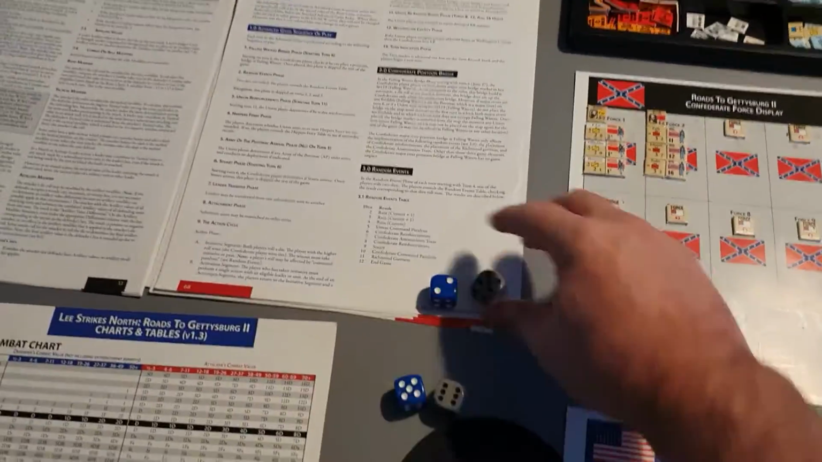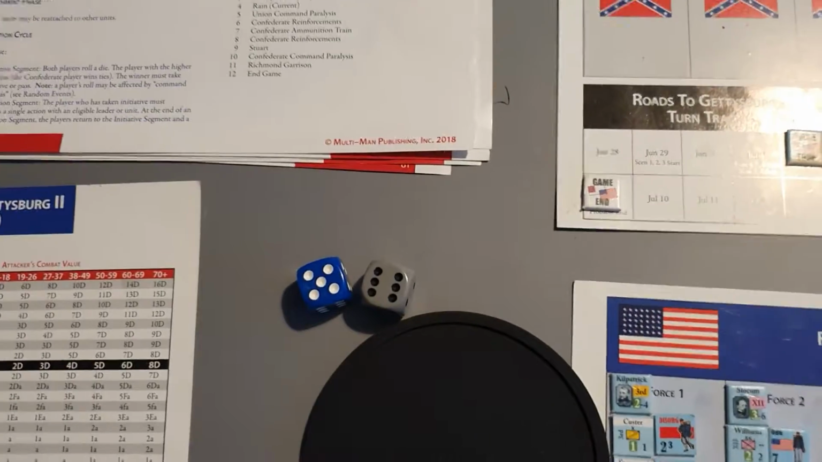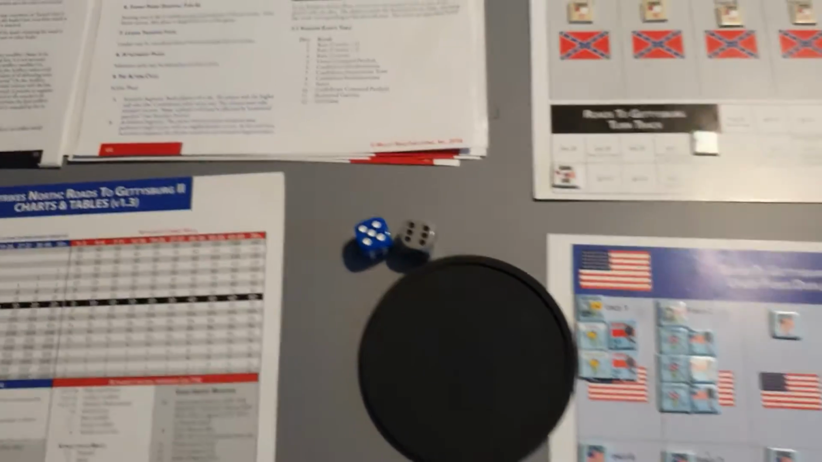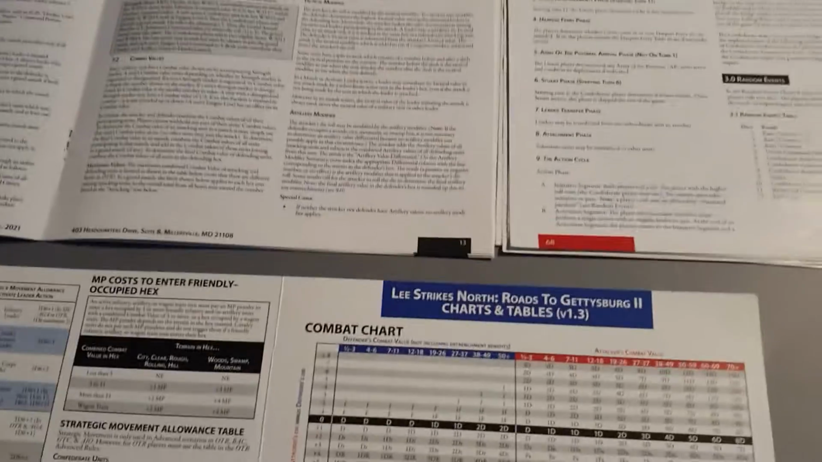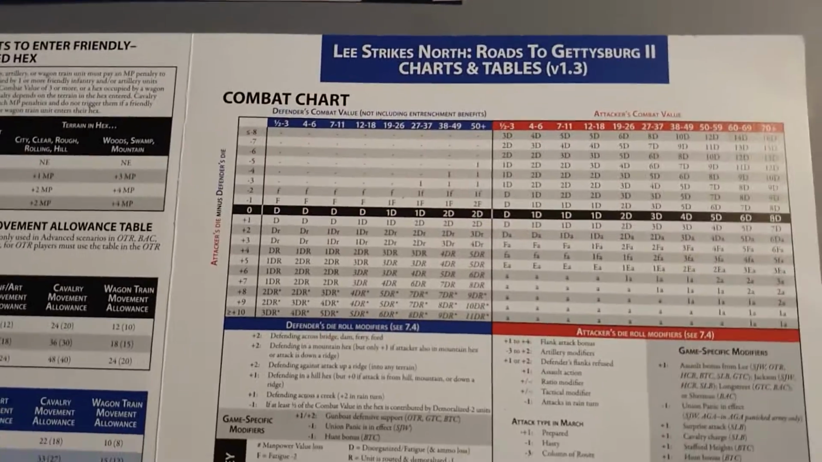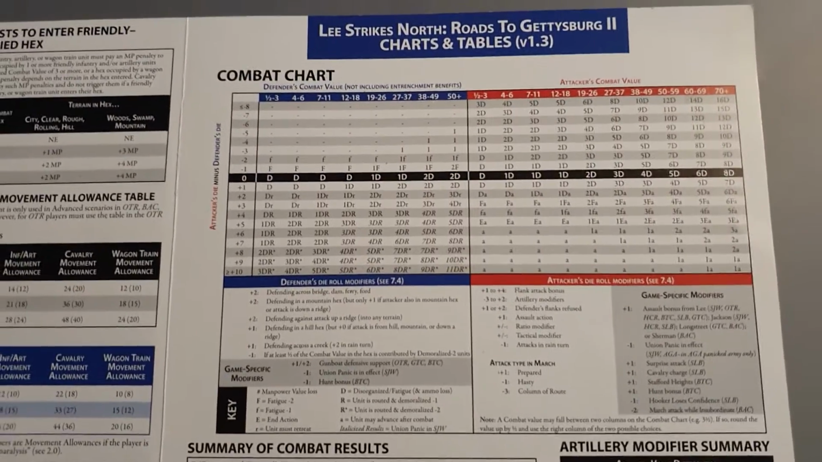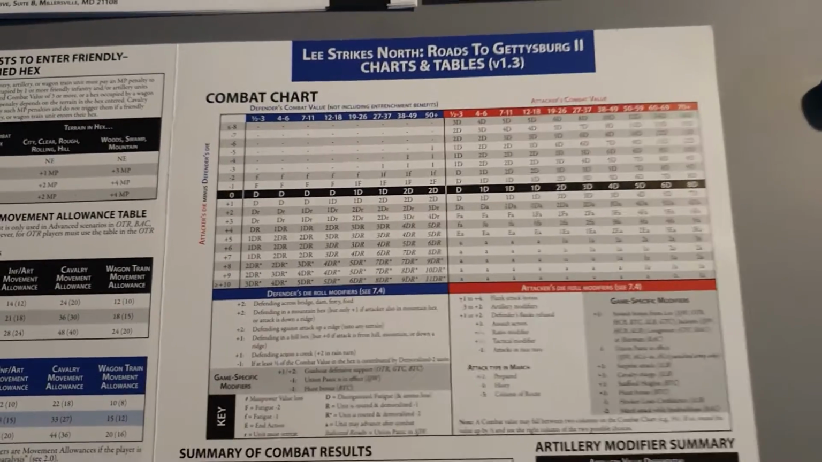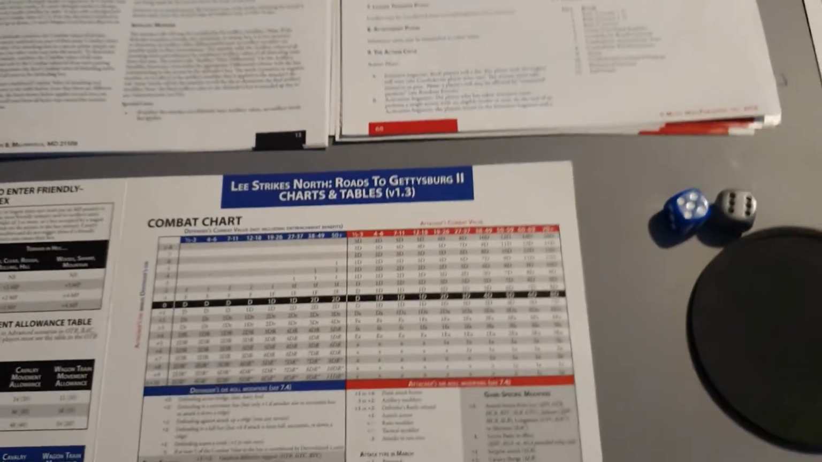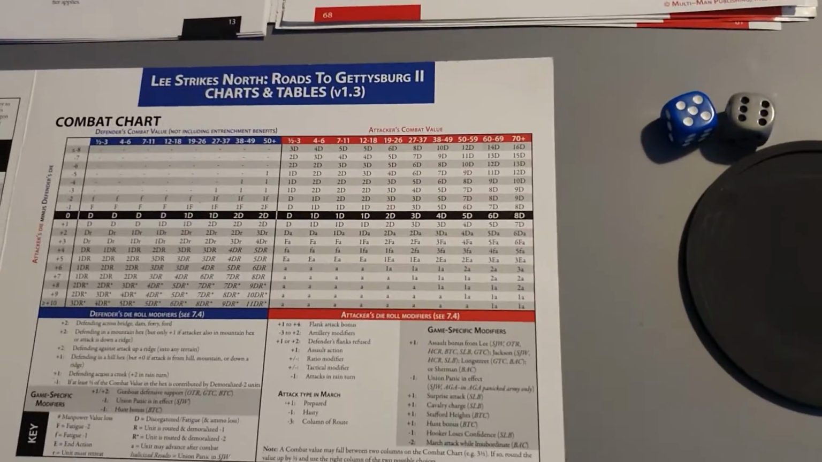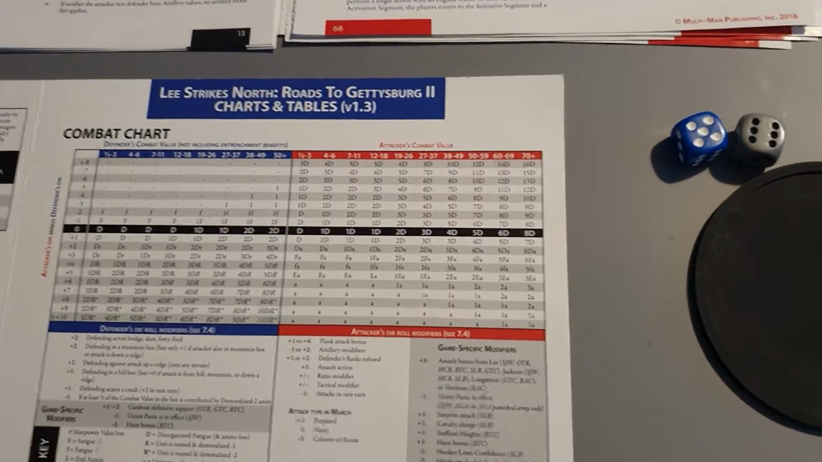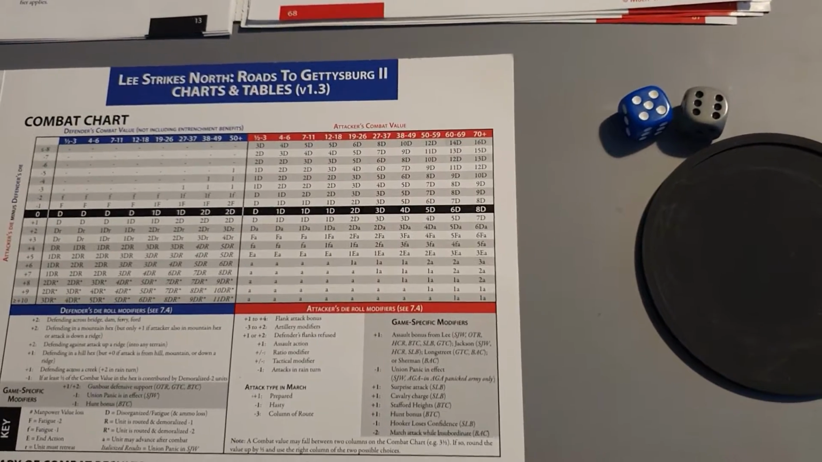Let's have a look. I rolled my 2 dice. I got a 5 for the Union and 6 for the Confederacy. You next have to apply your modifiers to your dice. Now we'll do Union first. The only modifier to the Union die roll is the fact that you're defending a creek, so that gives you a modified die roll of 6.